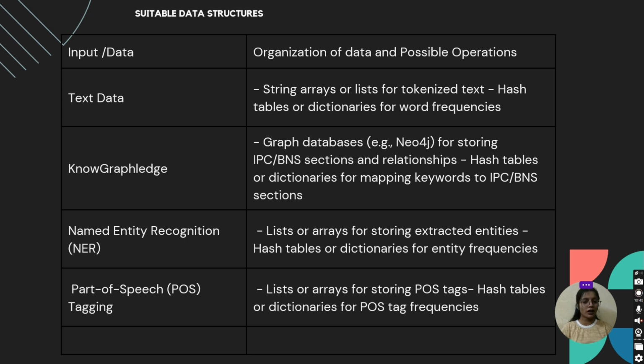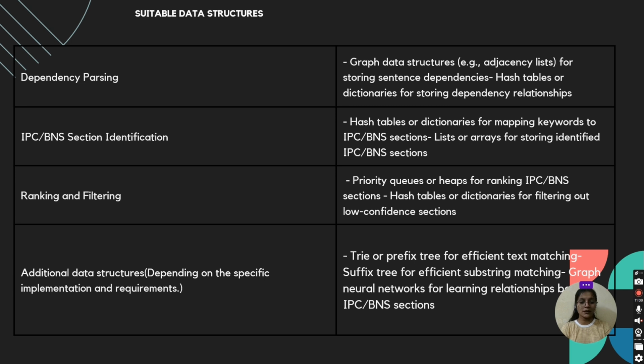Now, for NER, lists or arrays are used for storing the extracted entities, and hash tables and dictionaries for entity frequencies. Now, for storing part of speech, we use lists or arrays for storing part-of-speech tags, and hash tables or dictionaries for part-of-speech tag frequencies. Data structures for dependency parsing: graph data structure for storing sentence dependencies, hash tables or dictionaries for storing dependency relationships. For IPC section identification, we use hash tables or dictionaries for mapping keywords to IPC BNS sections, and lists or arrays for storing identified IPC BNS sections.